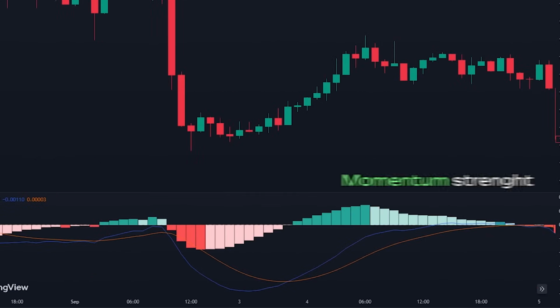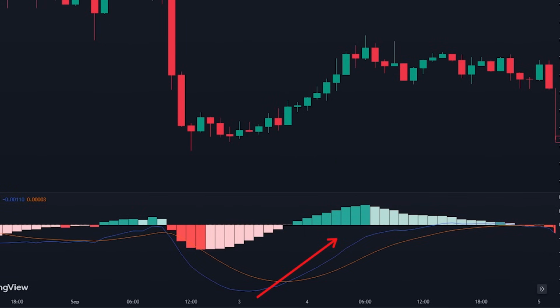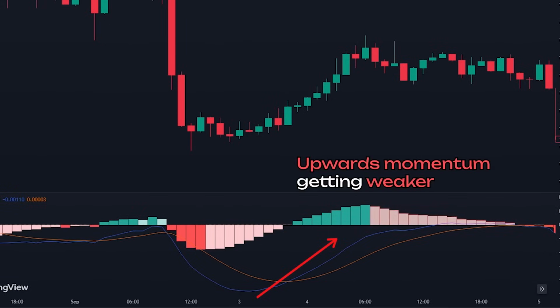Traders can assess the momentum strength by observing the histogram size. If the MACD crosses above the signal line while the histogram is getting larger, it indicates a strengthening upwards momentum. Similarly, a histogram getting smaller in size tells us about a weakening upwards momentum.